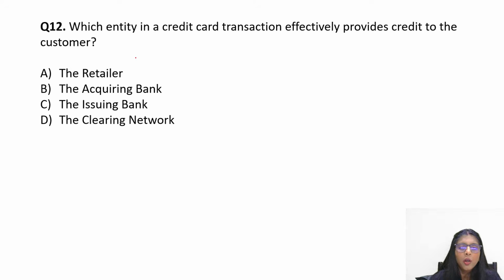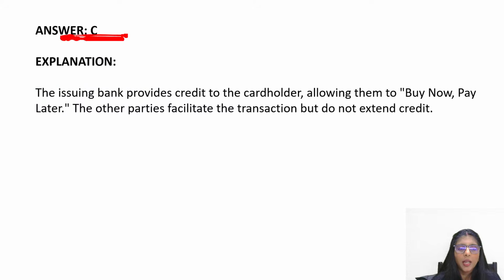Which entity in a credit card transaction effectively provides the credit card to the customer? It is provided by the issuing bank. That is option C.